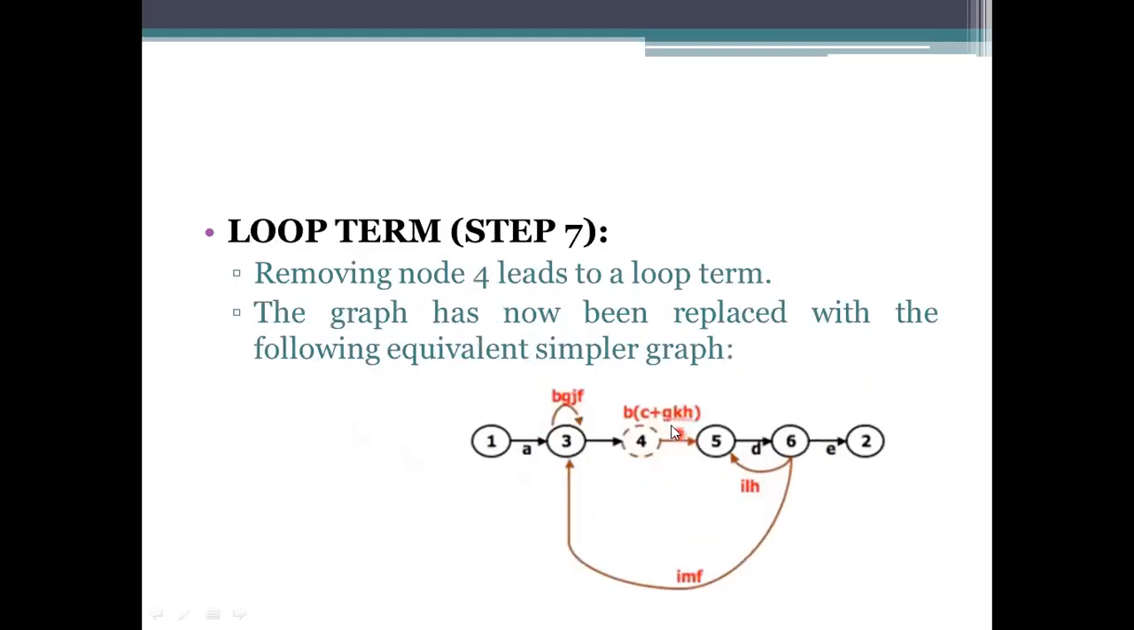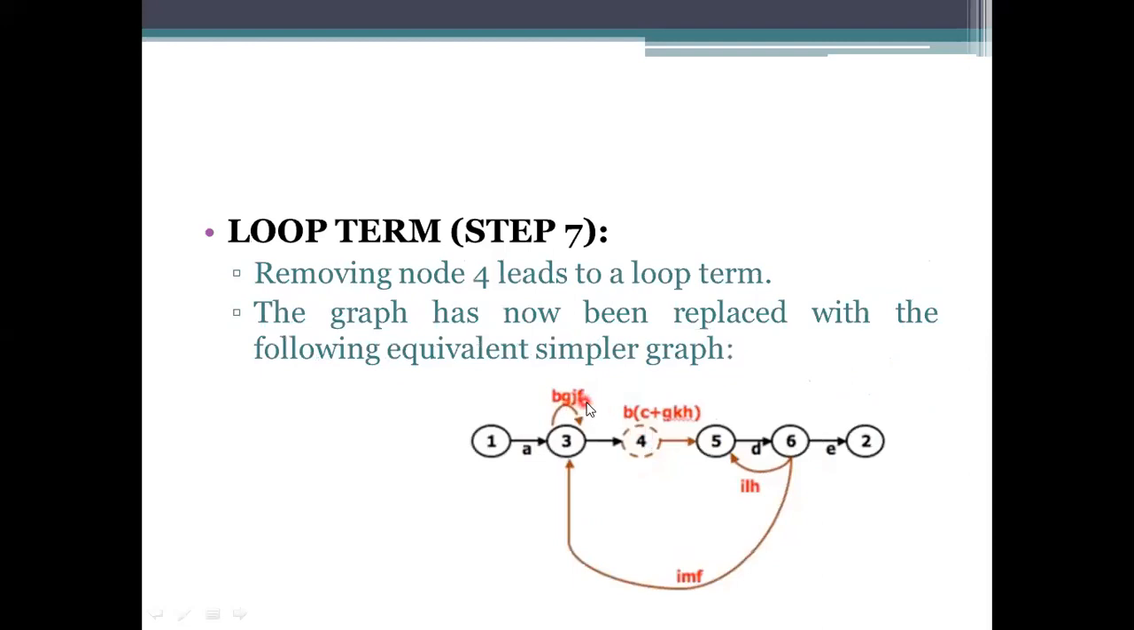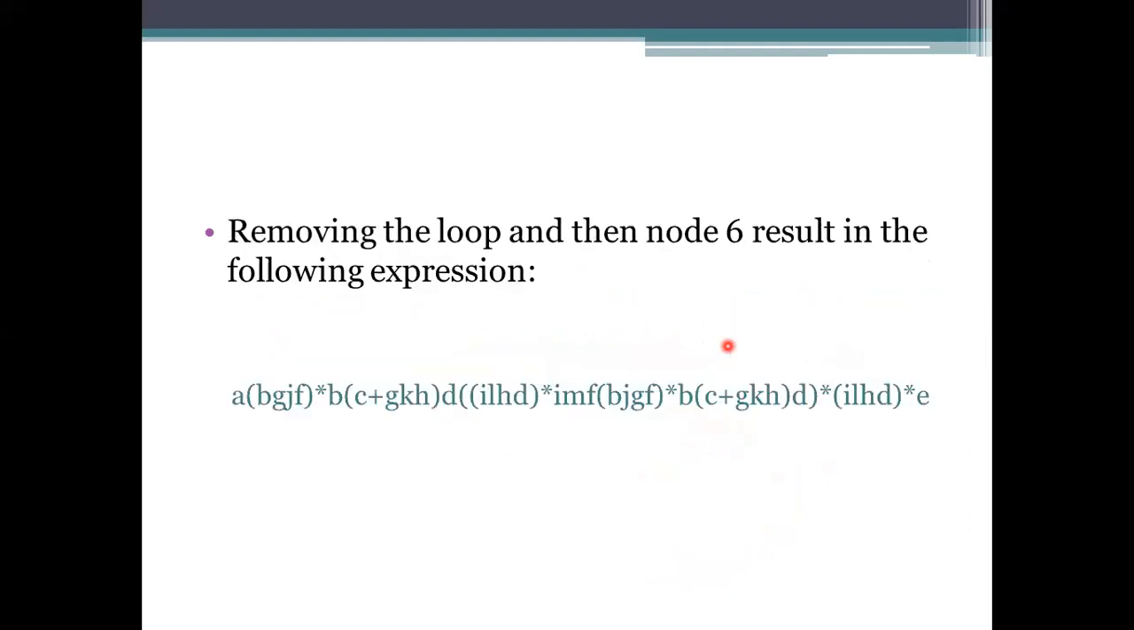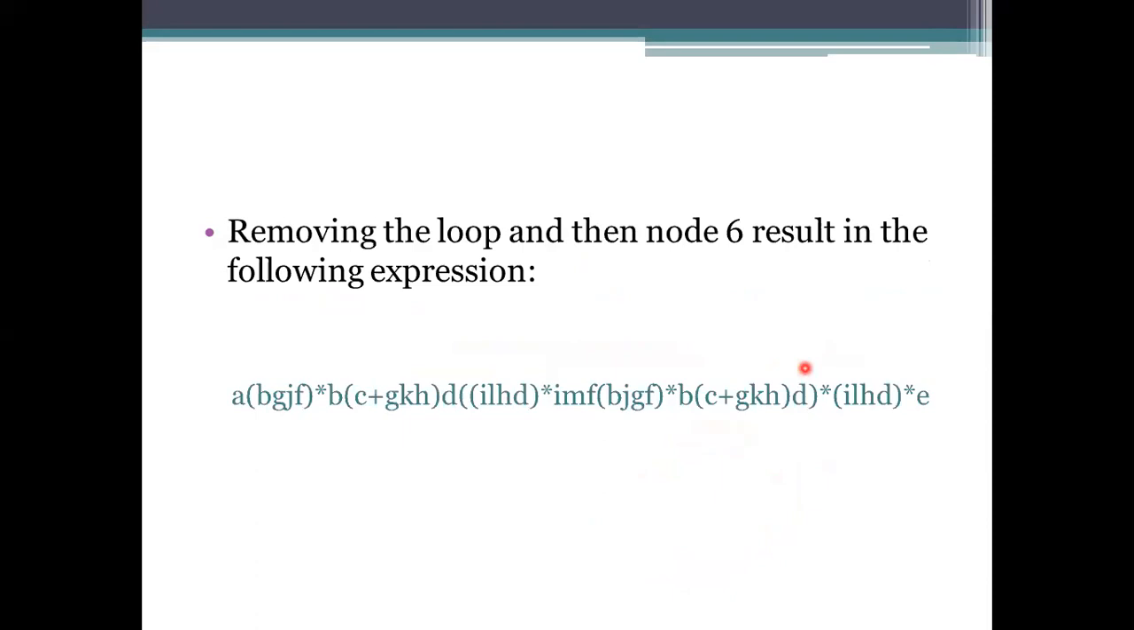After that, what you have to do, we need to remove the term B. So to reach from 3 to 4 and then next 4 to 5, we need to study the link B. So that's why we are adding BGJF and then we are adding B into C plus GKH. So by removing that one, we are getting another representation. By removing all such nodes here, we are getting the last value, this one. And coming to the next representation, we are reaching the sixth one also. We have been removing the sixth one also, and we are getting the value, this one.